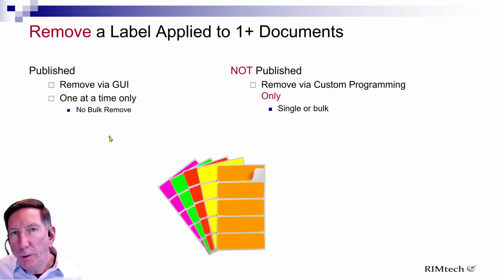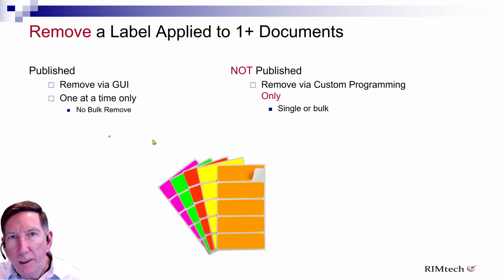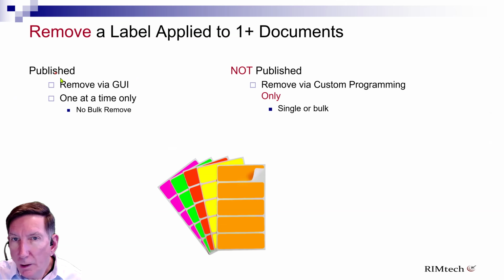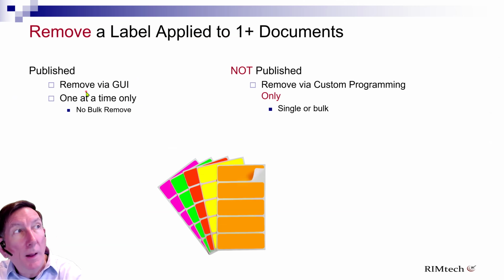What about when we apply a label and it's stuck onto a document, but I want to peel it back off? Well, depends on whether it's published or not. If it's been published, which is evil, rotten, terrible, do not do it. But if you did, then you can remove it easily via the user interface, but only one at a time. What does that mean? That means that if it's been applied to 50,000 documents, you have to do this 50,000 times.